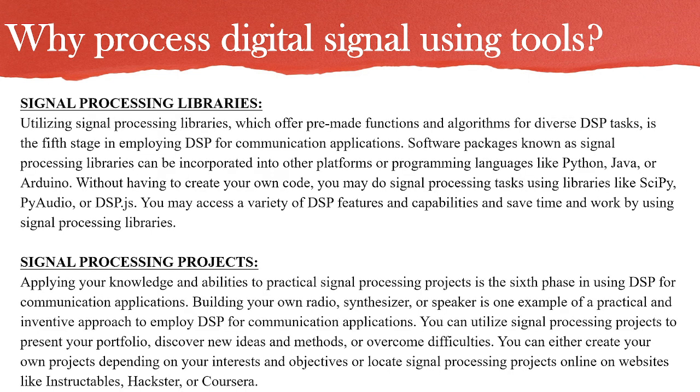Next are the signal processing libraries. These are libraries available for languages such as Python or Java, and can be incorporated into other applications like, for example, MATLAB and Octave. Then signal processing projects. This final tool is simply the application of what you have learned throughout the journey of learning digital signal processing. You can either create your own projects depending on your interests and objectives, or locate signal processing projects online on websites like Instructables, Hackster, and Coursera.